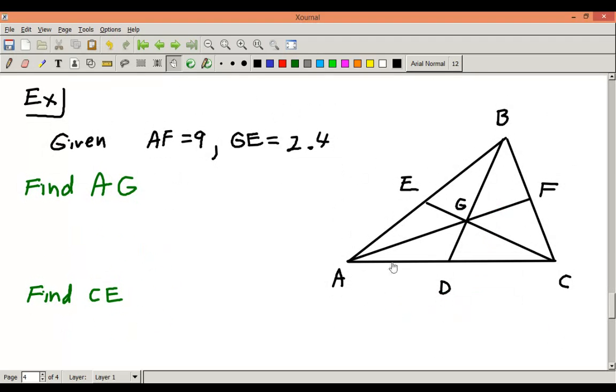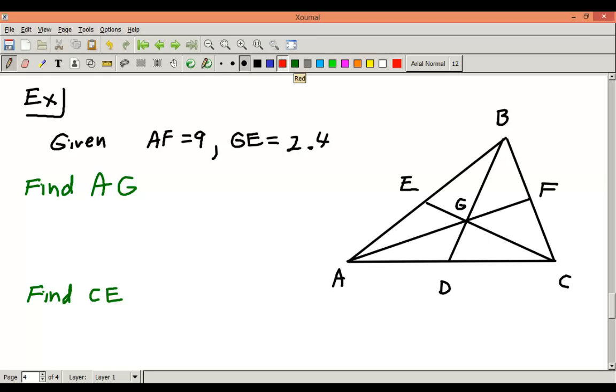Okay, so here's triangle ABC, and I've drawn the three medians. AF is a median, BD is a median, and CE is a median. Those three medians, remember, are concurrent. They meet at point G, which is a point of concurrency. The centroid theorem says if you travel from A to F, 2/3 of the way you're going to be at point G. So 2/3 from C to E is, again, CG. From the vertex to the centroid is 2/3 of the total median. And likewise, 2/3 of the way from B to D is BG. So we can take that information plus some of the information they've given us here and solve these problems.